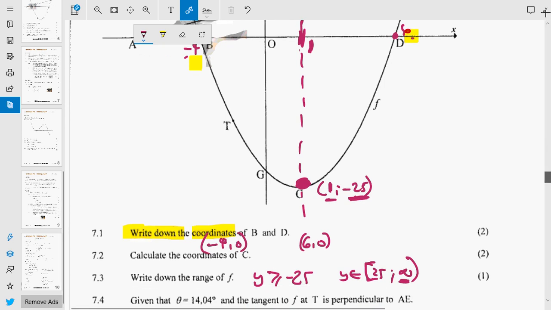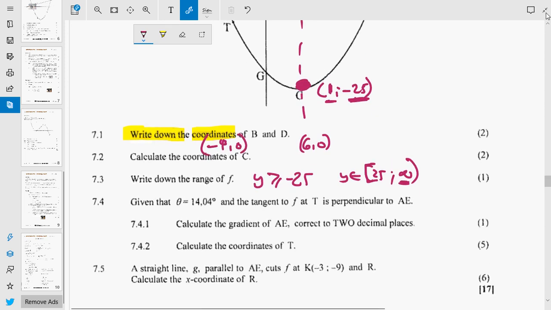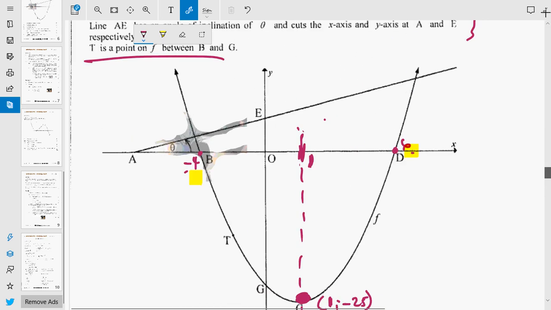Okay, now the fourth part of this question gets a little bit exciting because it requires us to remember paper 2 material. Now we are given theta to be 14.04 and the tangent to f at T is perpendicular to AE. Now the first thing they ask you is to determine the gradient of AE. Now, do you have any points you can use to determine the gradient of AE? Well, no, you don't have any point because you don't have the equation of the straight line at that moment in time. But you are given the inclination, you are given this angle theta.